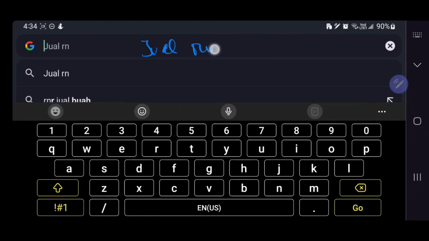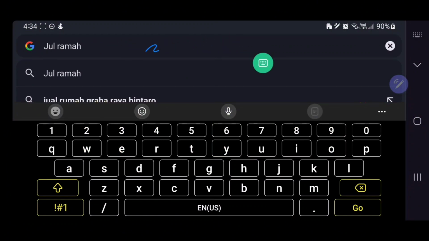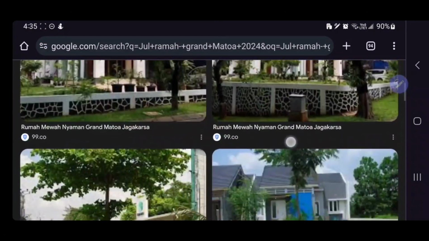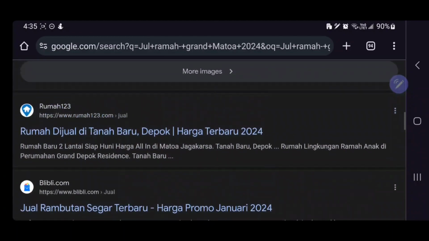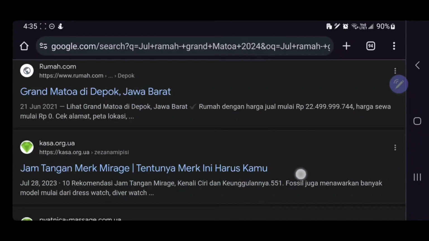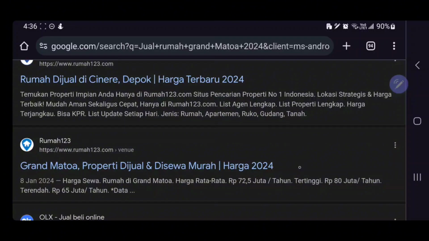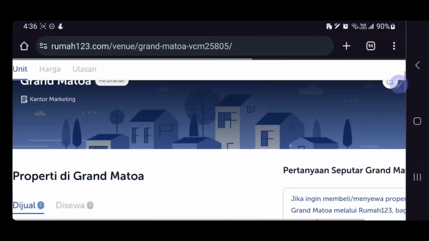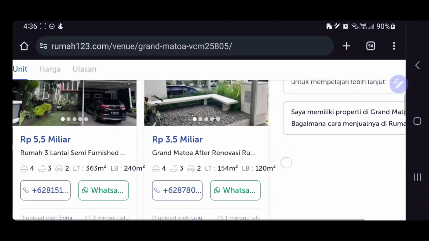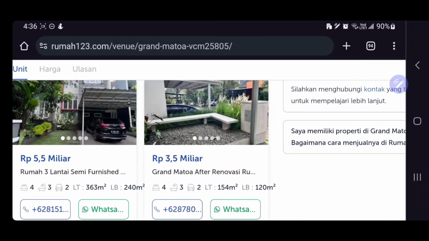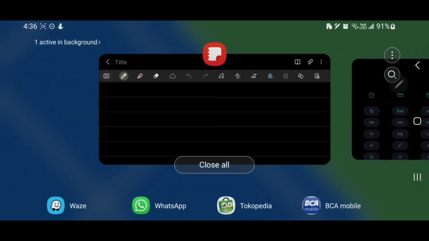So let's check. Jual rumah Grand Matoa. We want to know the selling price of a landed house in that area. Let's put 2024 as the keyword. Okay, so rumah.com is no longer there. It's already closed, so we find it in rumah123.com, and this is the price, 3.5 billion with that land size.